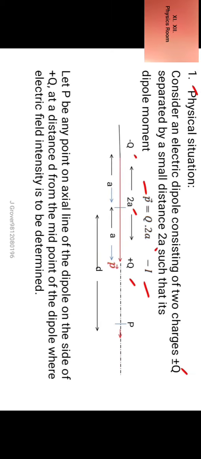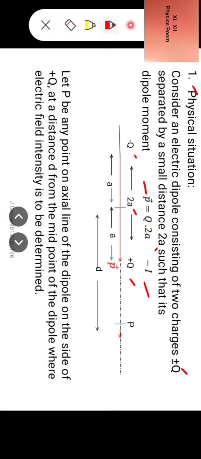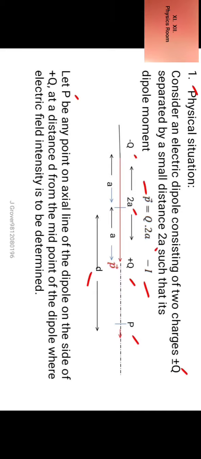Now let P be any point on the axial line of the dipole on the side of plus q at a distance d from the midpoint of the dipole, where electric field intensity is to be determined.